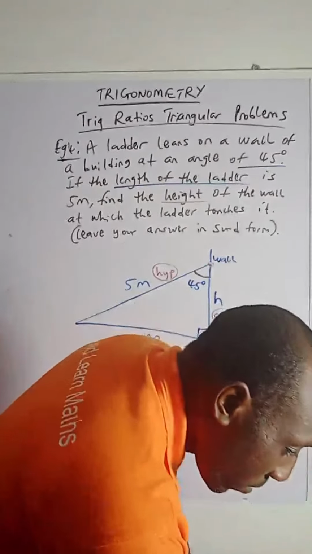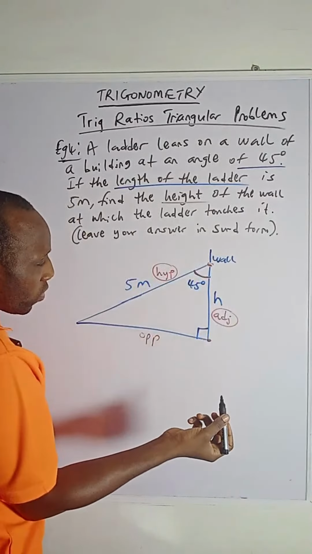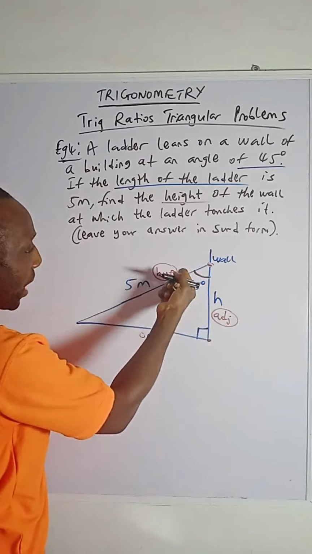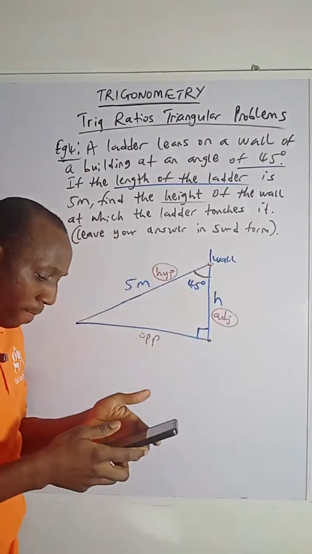So let's continue. Okay? Now, what am I going to use? A, that's adjacent, and what? Hypotenuse. Who can tell me what I should use now?